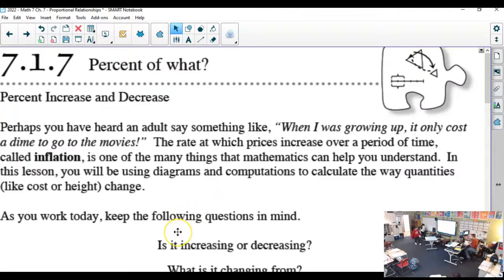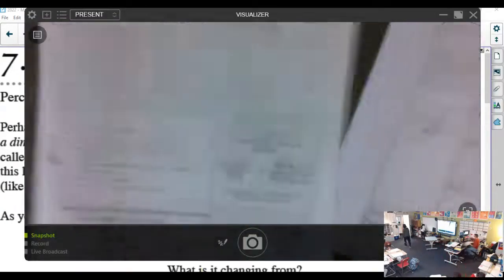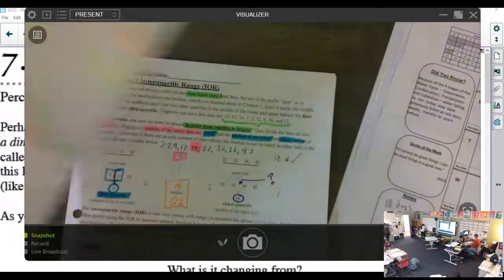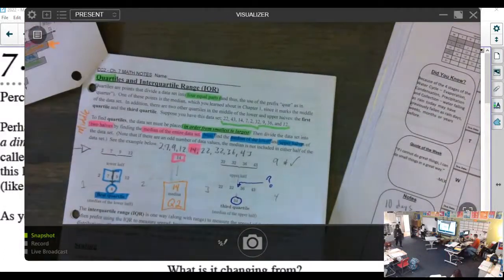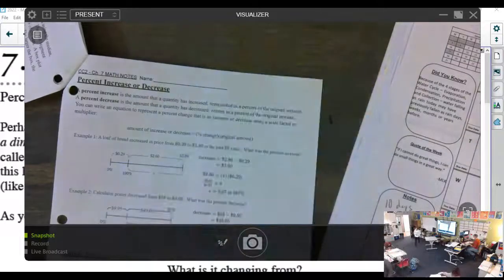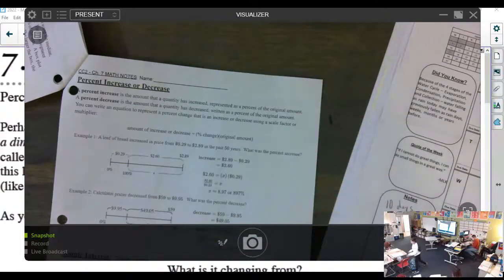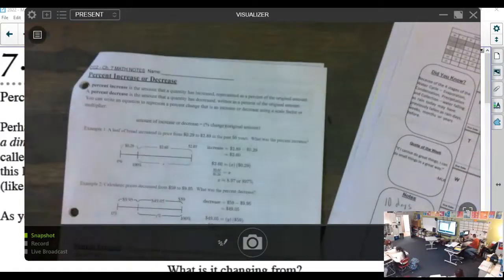All right, in your math notes packet, we're flipping past our quartile and interquartile range section to the back page. This is what we're talking about today: percent increase or percent decrease.